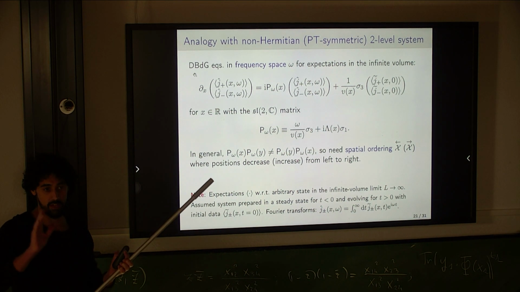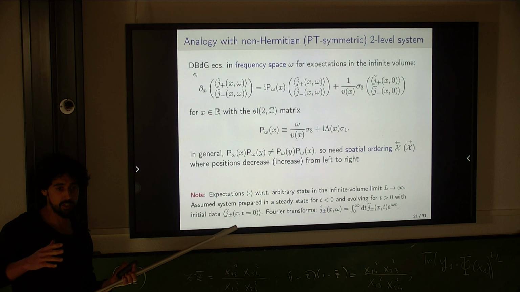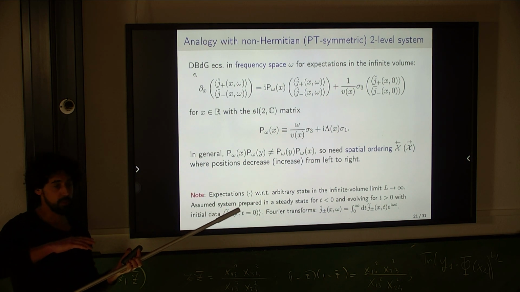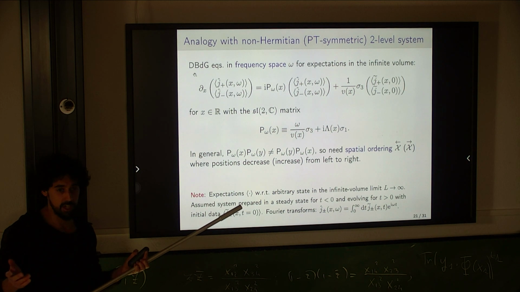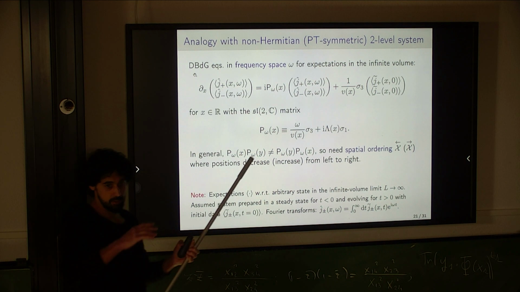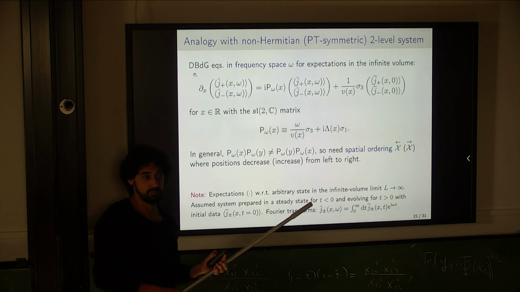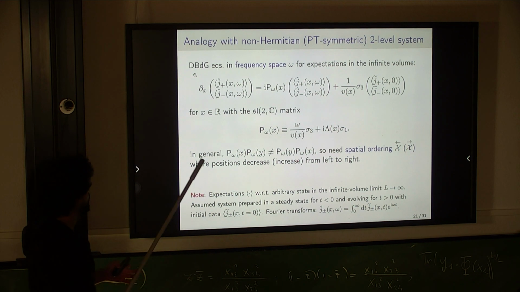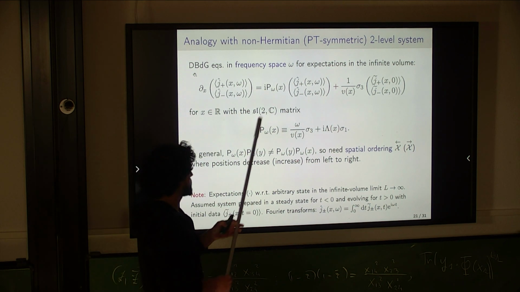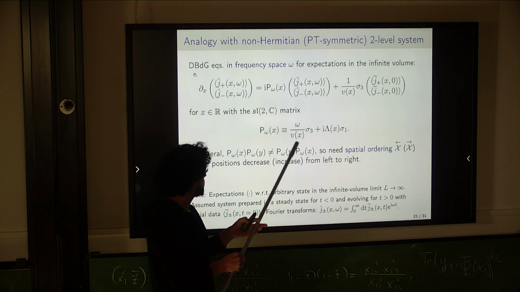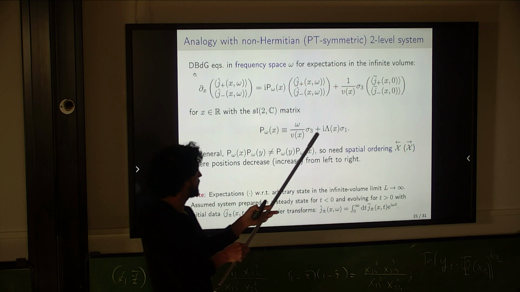So I'm envisioning a situation where you have some initial conditions. You have some stationarity or equilibrium at time equals zero, and then you make a change, and you take those values at t equals zero as input. So that's what you have on the right hand side. So it's just a Fourier transform. Now this matrix P has the following shape. It has omega divided by v of x, so the frequency. This is basically a free part, and then you have an interacting part.